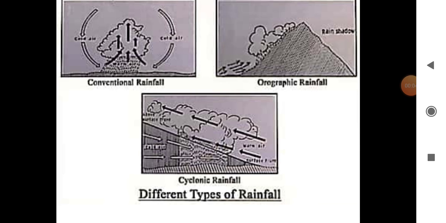Hello viewers, today we are going to discuss different types of rainfall. There are three types of rainfall: convectional rainfall, orographic rainfall and cyclonic rainfall.